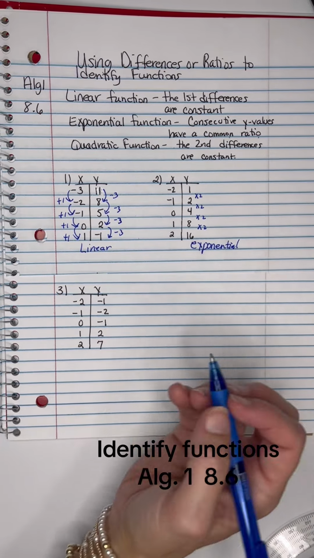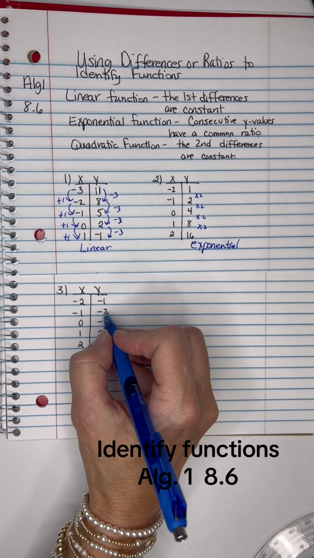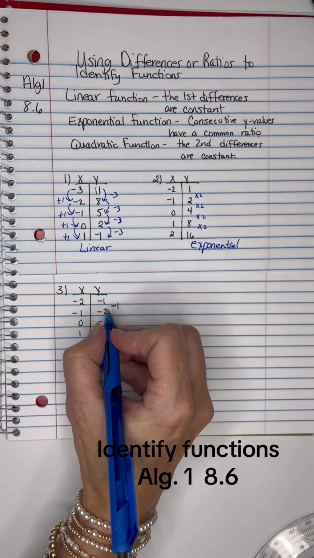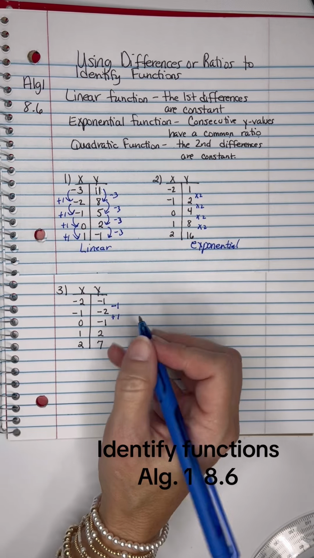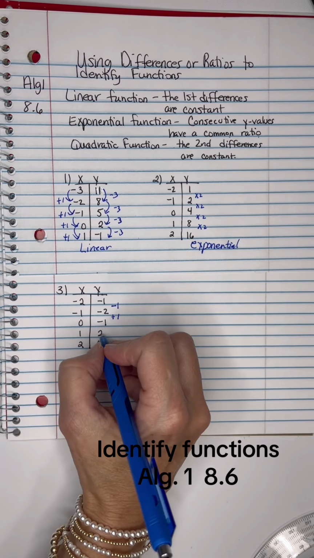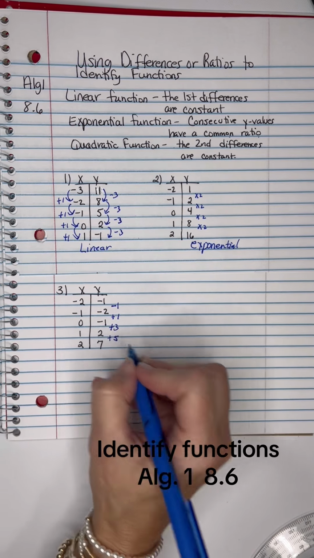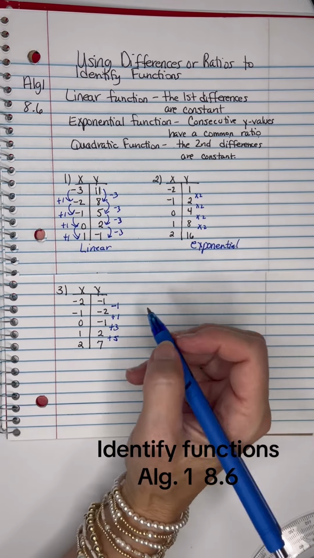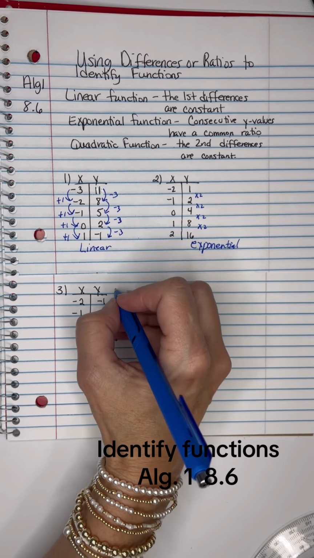All right, now look at this one. To get from -1 to -2, I have to add a -1 to it. And to get from -2 to -1, I'd have to add 1. And to get from -1 to 2, let's see, I'd have to add 3. And to get from 2 to 7, I'd have to add 5. That's not the same number, so it's not going to be linear. And then these right here would be called the first differences.